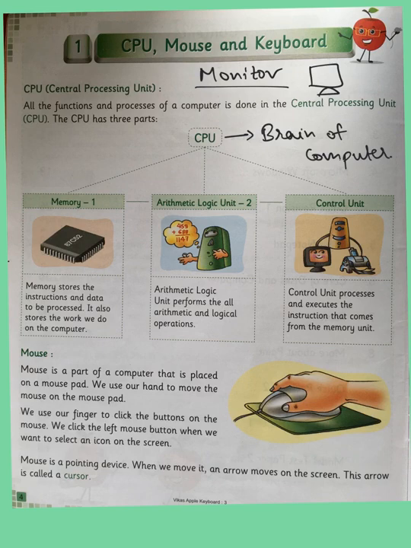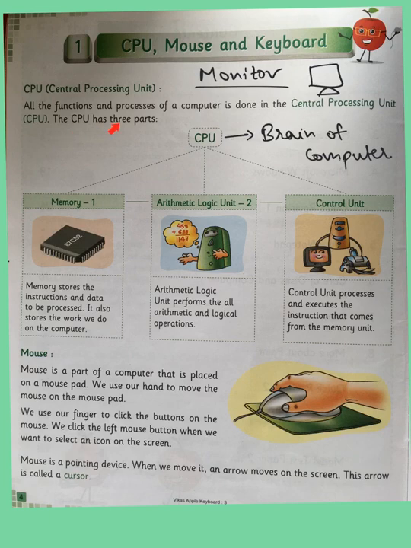Like we can read over here, all the functions and processes of a computer are done in the central processing unit, CPU. So all the functions and all the processes that a computer does are actually done by the CPU. If you want to print something, that command is processed in the CPU. If you are drawing something, that thing is stored in the CPU. So everything is done by the CPU. And the monitor just gives us the display of what is going on inside the computer.